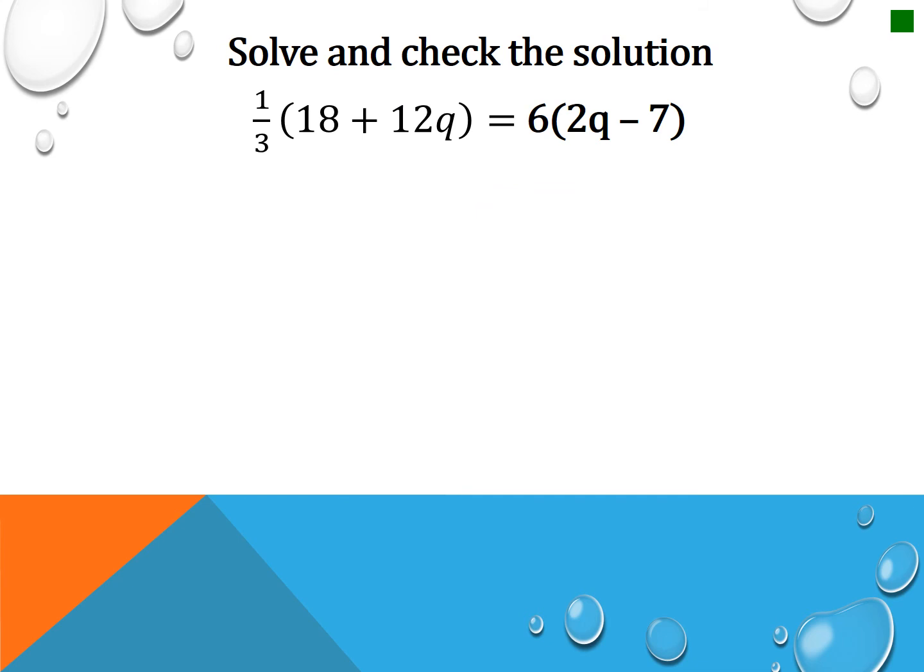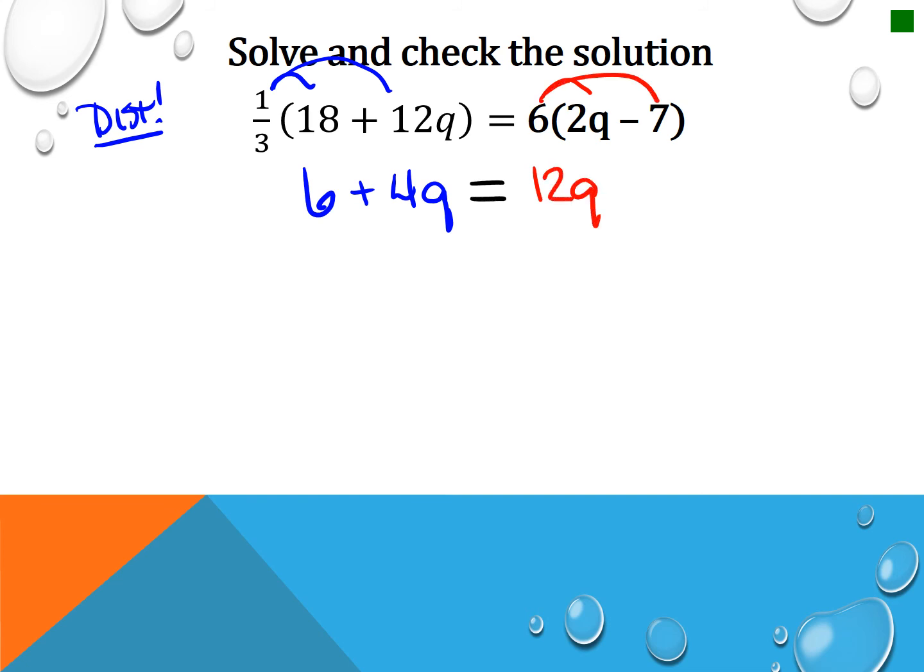Oh no, Mrs. Evans, there's a fraction. That's okay. Over here on the right-hand side, we're going to distribute. 1/3 times 18, do it on your calculator, it's 6. 1/3 times a positive 12 is positive 4 with a Q. Oh, I did not write this. I don't like Q's, even though I have one in my name. Okay, over here, I've got a 6 to distribute. 6 times 2 is 12Q, and 6 times negative 7 is negative 42.